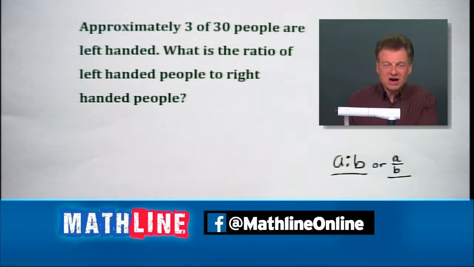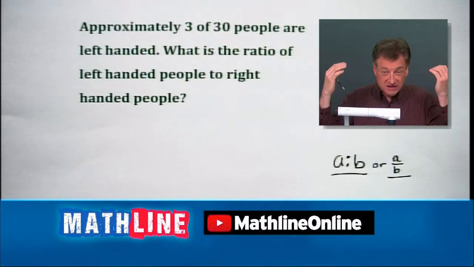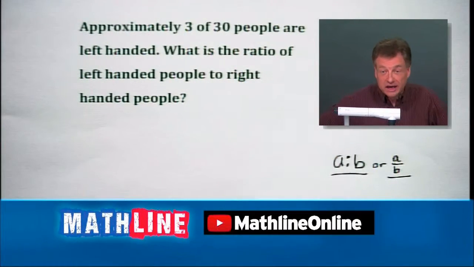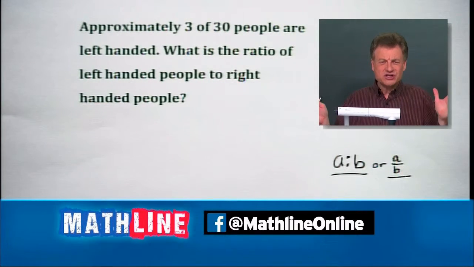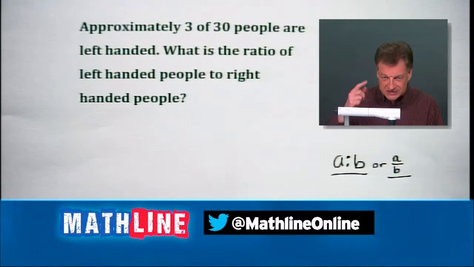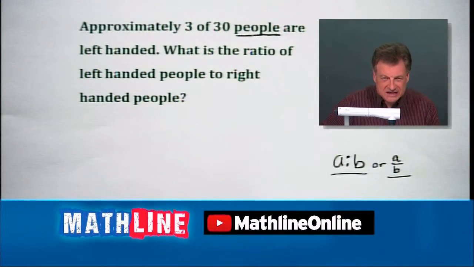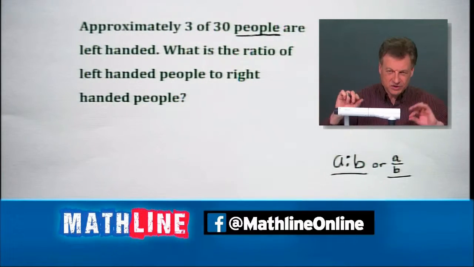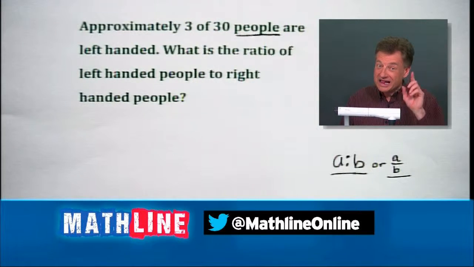Let's take a look at our first problem here, which says approximately 3 of 30 people are left-handed. That's giving me an idea. Actually, it's giving me a ratio. It says 3 out of 30. But, there's always a but in there. What is the ratio of left-handed to right-handed people? Now, let's think about this. This said people, didn't it? You've got to read a little between the lines. We don't like to do that a lot of times, but we're going to on this one. Because if 3 of those 30 people are left-handed, what does that leave for the right-handed? You all got that?